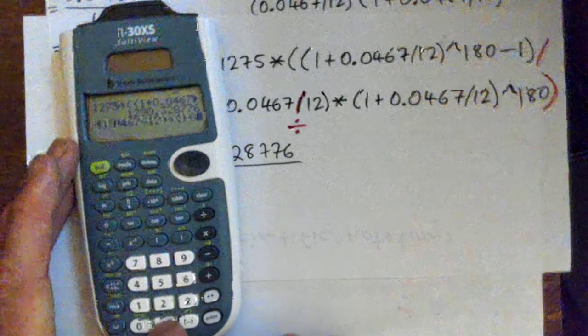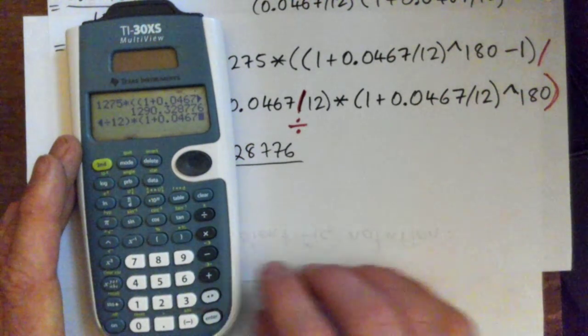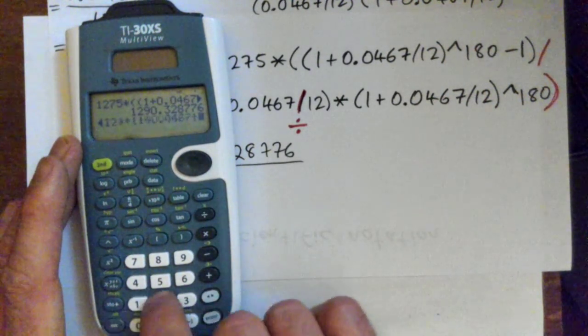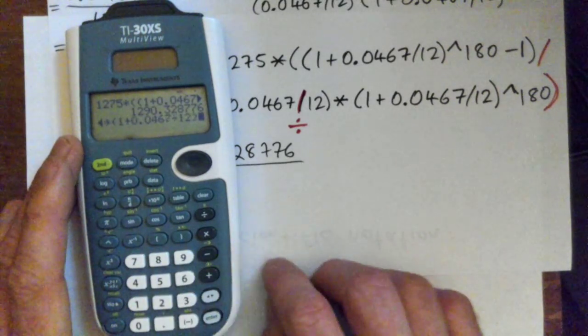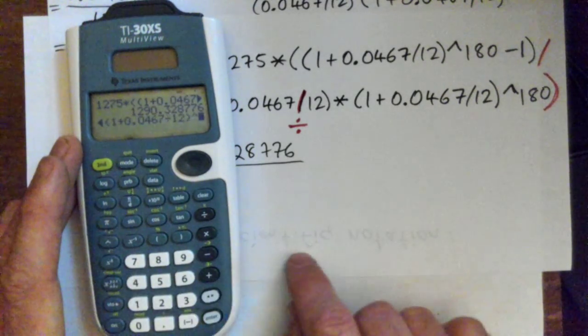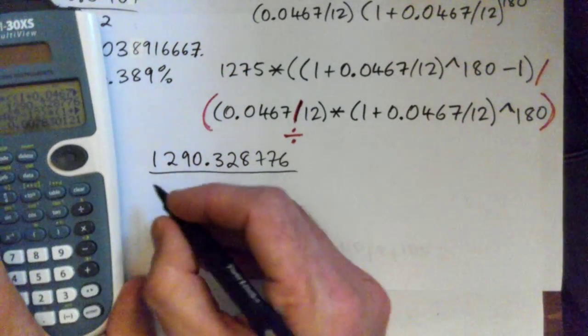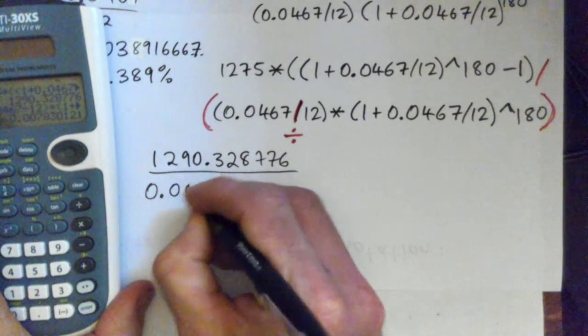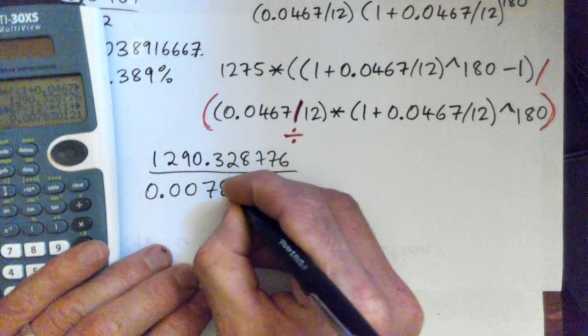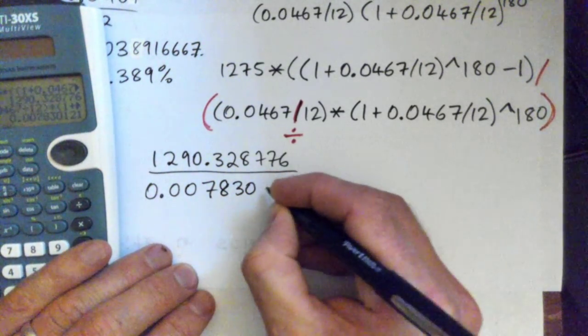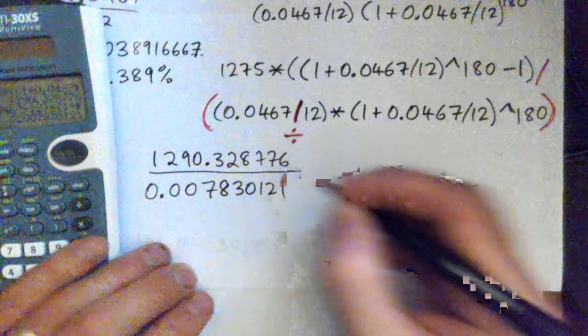Plus 0.0467 over 12, and then to the power of 180. So on the bottom it looks like I've got that. Your bottom should look like this, 7830121. Now, I'm not going to type those out and divide, although you could.